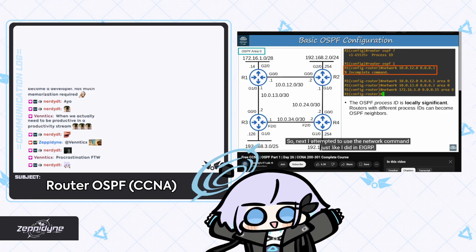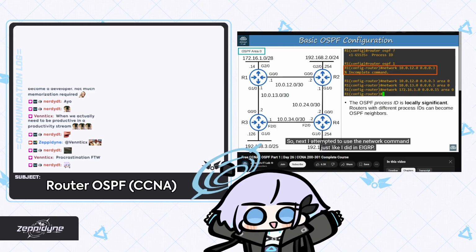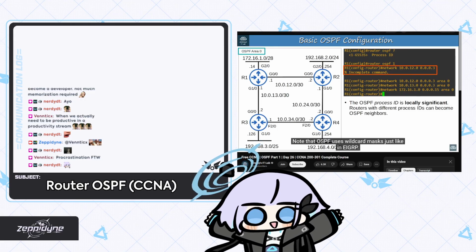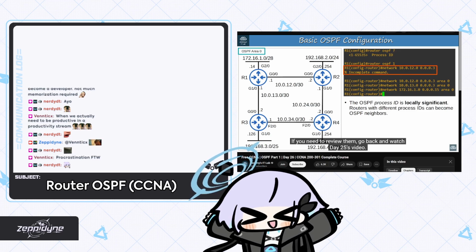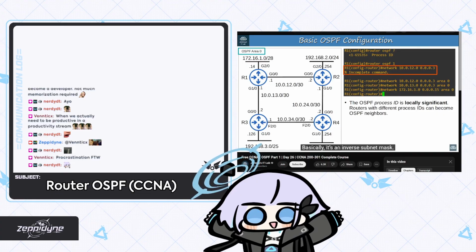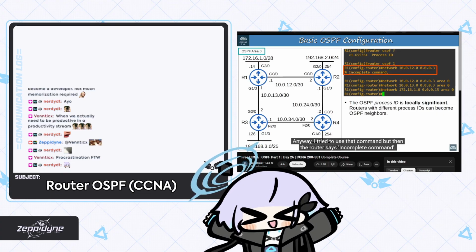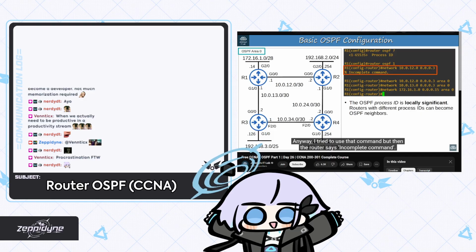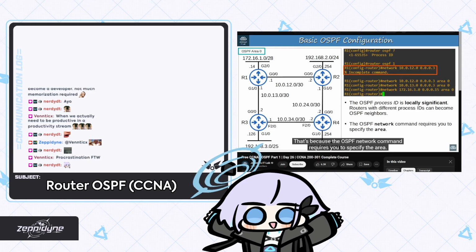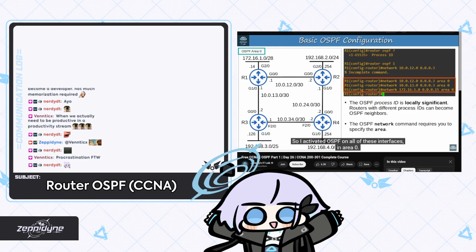So next I attempted to use the network command just like I did in EIGRP. Note that OSPF uses wildcard masks, just like in EIGRP. If you need to review wildcard masks, go back and watch Day 25's video. Basically, it's an inverse subnet mask. Anyway, I tried to use that command, but then the router says incomplete command. That's because the OSPF network command requires you to specify the area. So I activated OSPF on all of these interfaces in area 0.